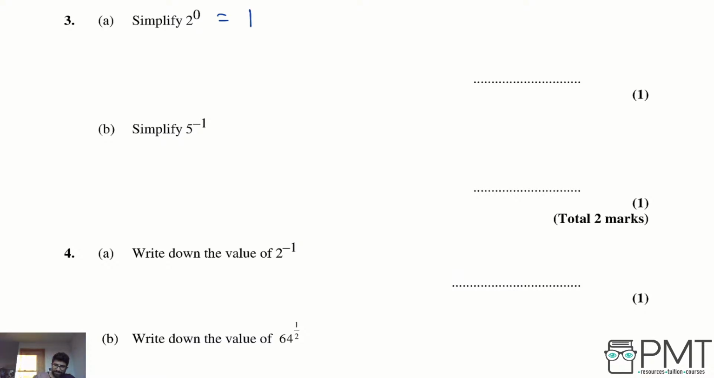2 to the 0, anything to the 0 is 1. 5 to the minus 1 is flipping, it's the reciprocal, 1 over 5. Then this one is 2 to the power of minus 1, 1 over 2. So every time there is minus 1, we are flipping, we are taking the reciprocal. This is the square root. 8 times 8 is 64. Thank you. Well done. Looks like we have the correct answers there.